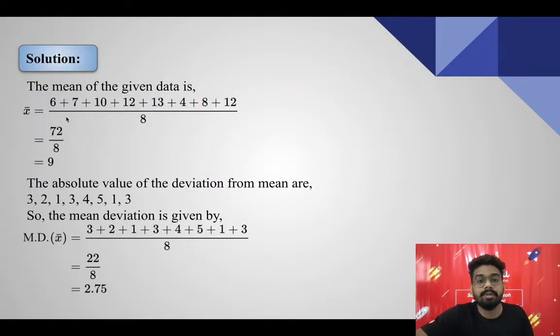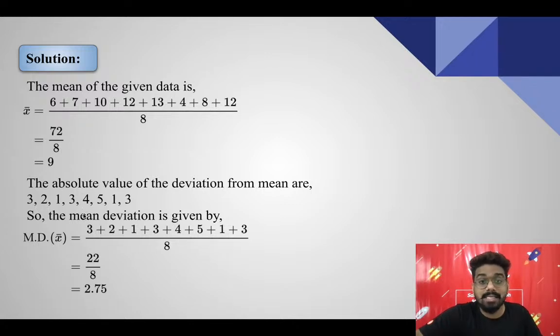So I was saying that we have 6, 7, 10, 12, 13, 4, 8 and 12. First of all, we will calculate the mean of these 8 values. 6 plus 7 is 13, 13 plus 10 is 23, 23 plus 12 is 35, plus 13 is 48, plus 4 is 52, plus 8 is 60, plus 12 is 72. 72 by 8 is 9. After this, I will calculate the deviation, how far your values are from the number 9.